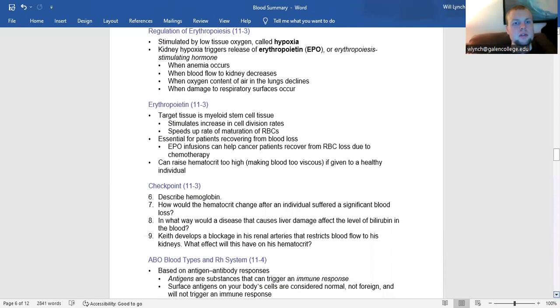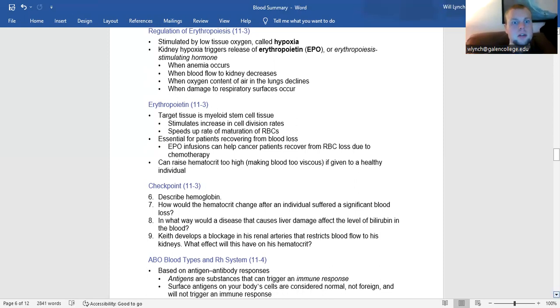Erythropoietin is our hormone that is going to target the myeloid stem cells. It's going to speed up the rate of maturation of red blood cells and stimulate more production. It is also essential in medical clinical care, especially for those who have had a large degree of blood loss. If we have a large degree of blood loss, that means that we have a large degree of red blood cell loss. So we have to supplement that and get it back up and working, so we can give infusions of EPO to help patients who have had a large amount of red blood cell loss due to things like trauma, severe injury, infection, or cancer.